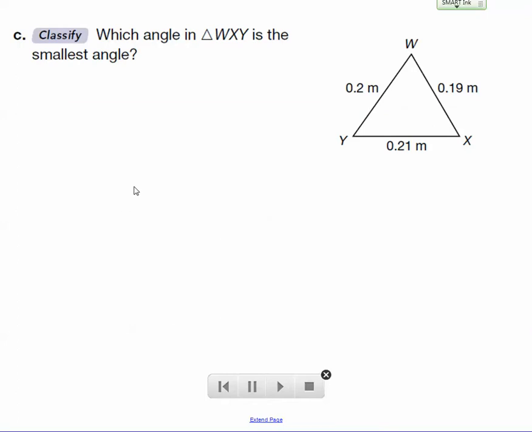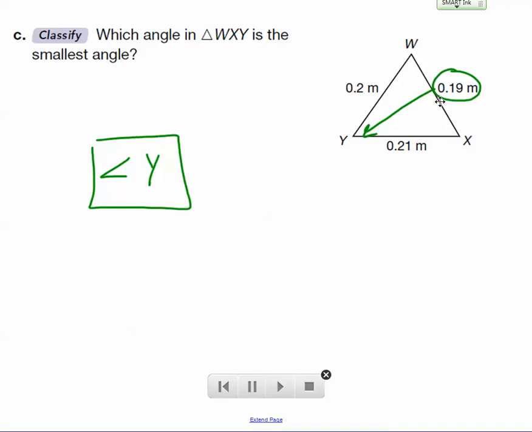Example C, a little bit easier. Which angle in WXY is the smallest angle? Well, the only thing we have to do is look at the smallest side, and across from it will be the smallest angle. So since segment WX is the smallest segment, across from it is angle Y, and that's the smallest angle.